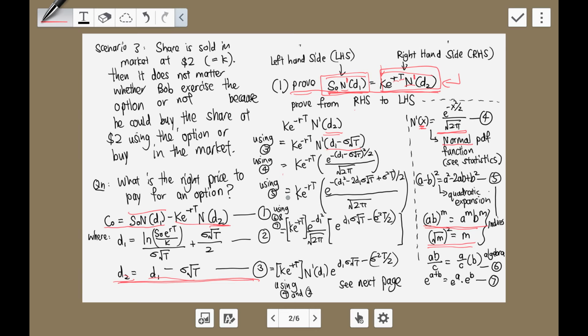Then to come from this step to this step, I use equations 6 and 7. Since this is basic algebra, I shall not go into the detail. I'm basically getting this e^(-d1 squared) out of it. Using algebra I get it out, with root 2 pi, and the reason I want to get this out is this is exactly my N prime d1. You compare with this here, N prime d1 is just x replaced by d1, I'll get e^(-d1 squared over 2), isn't it?